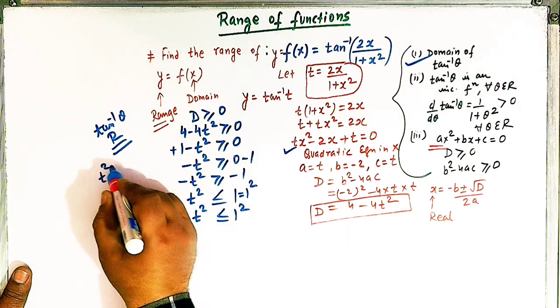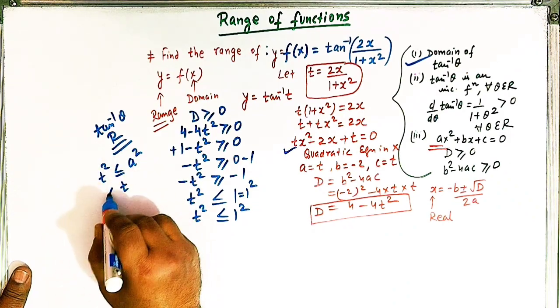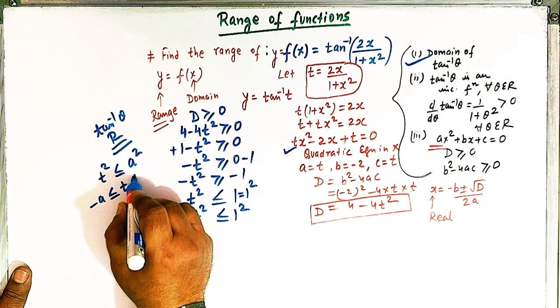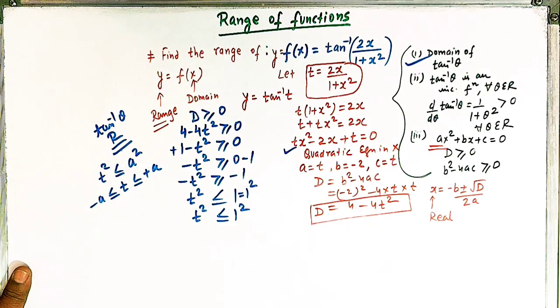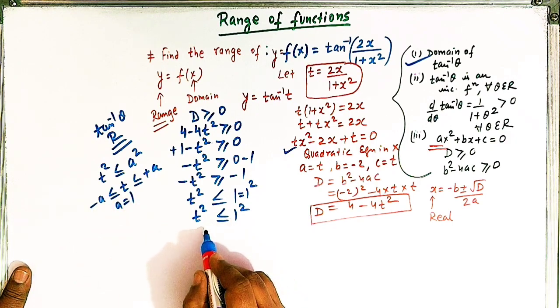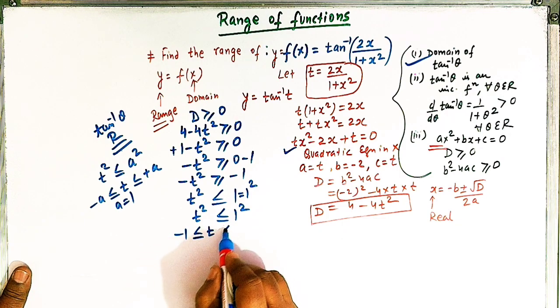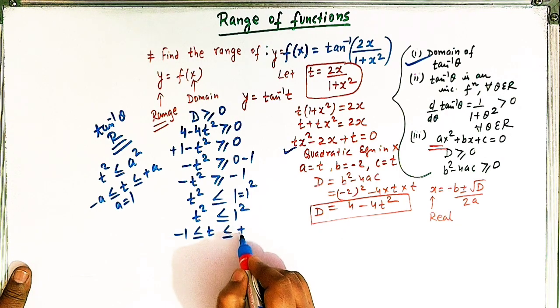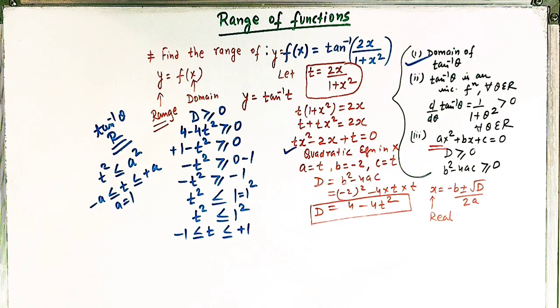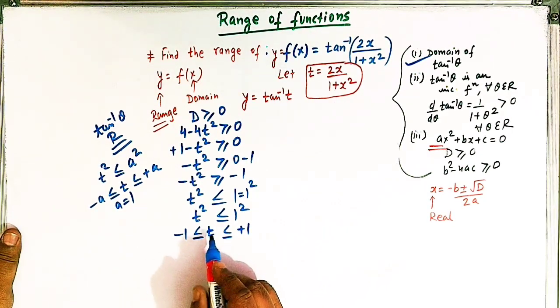If we have t square less than or equal to a square, then the value of t goes from minus a to plus a, right? So here the value of a is 1. So we have t greater than or equal to minus 1, and here we have less than or equal to plus 1, right? So now we have this inequality.